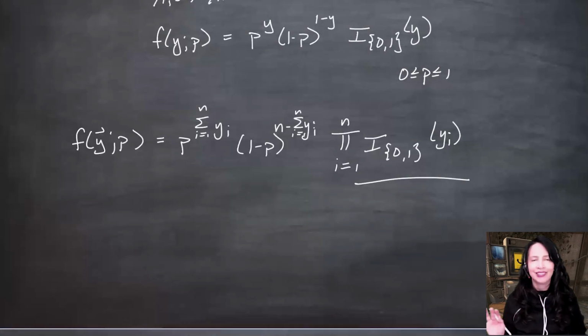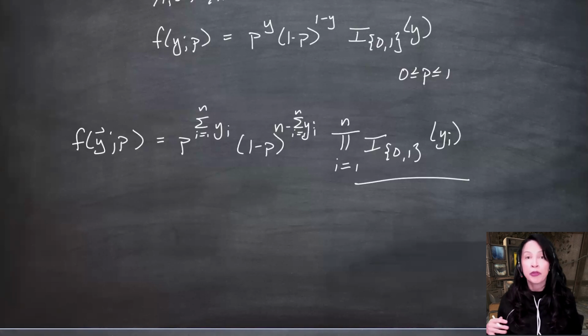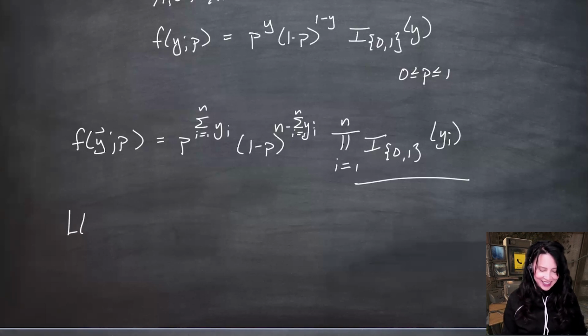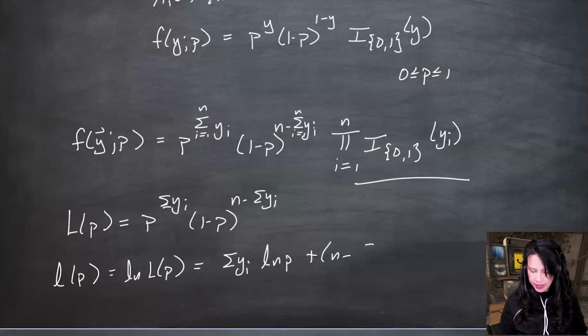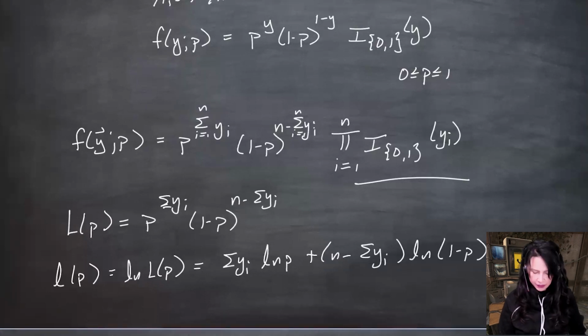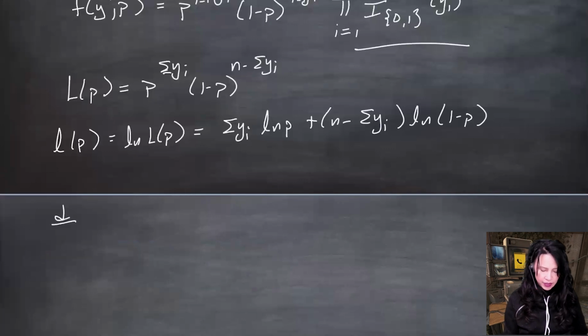I'm just saying, just ignore it, except if it contains information about P, then ignore it for the moment. So a likelihood is P to the sum of the yi's, 1 minus P to the N minus the sum of the yi's. The log likelihood is the sum of the yi's log of P plus N minus the sum of the yi's log of 1 minus P. I'm pretty sure we did this. I'm going to take the derivative with respect to P of the log likelihood.